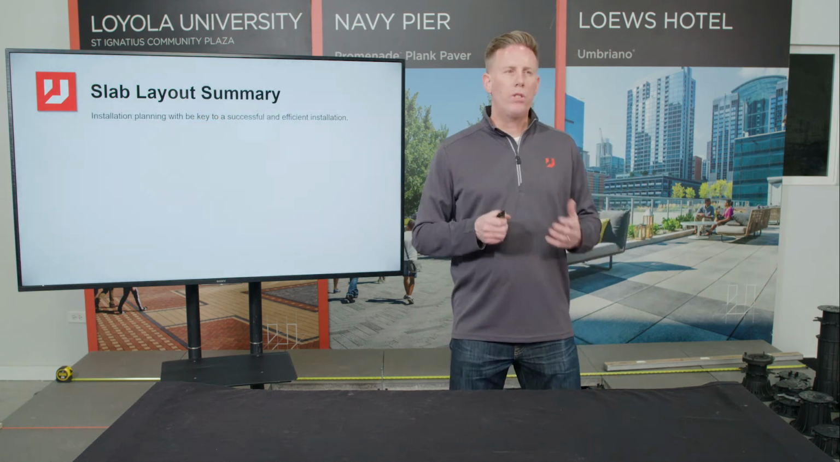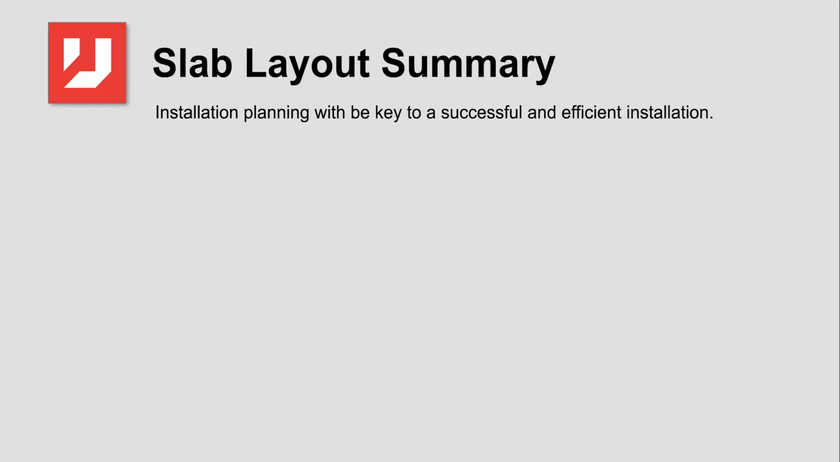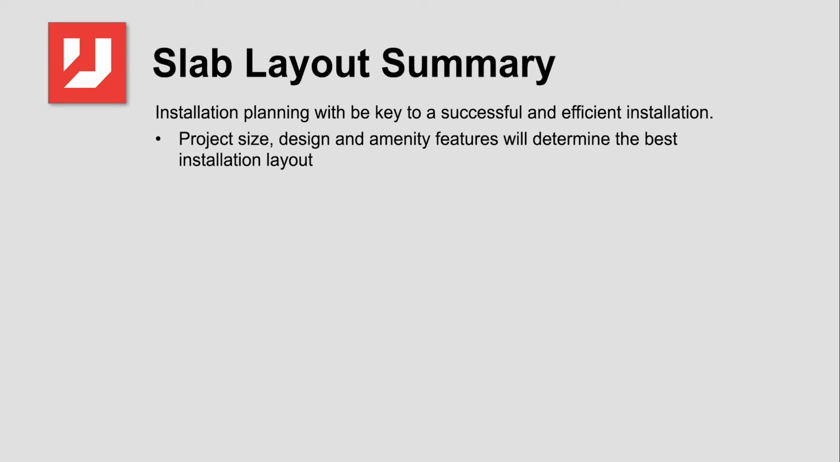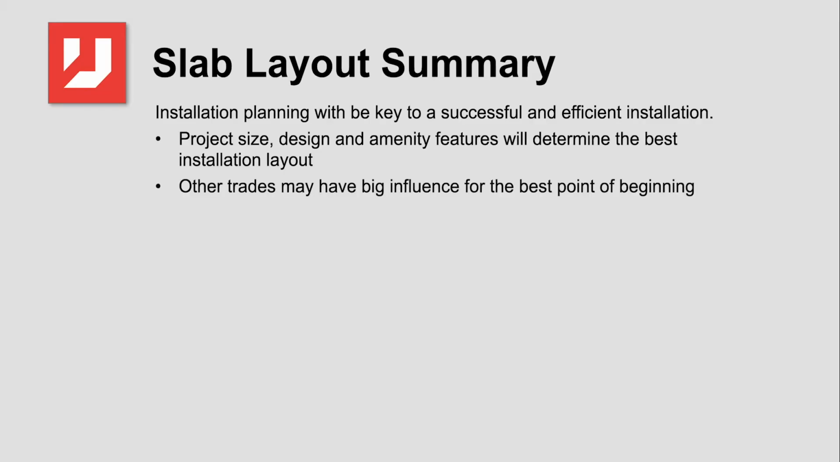Just to summarize, installation planning and figuring out how to be efficient is really going to help make a successful installation. Project size, design, and amenity features will really determine the best way to lay out that roof deck application. Some projects might be radial or have planters in the way, so you really have to do it on a project-by-project basis. But take the time to figure it out initially, and you'll save time in the long run. Again, other trades may influence the best point of beginning, so you need to coordinate with those other trades.